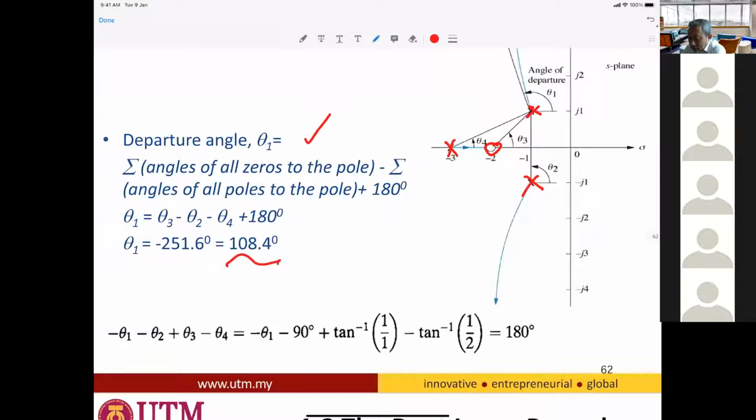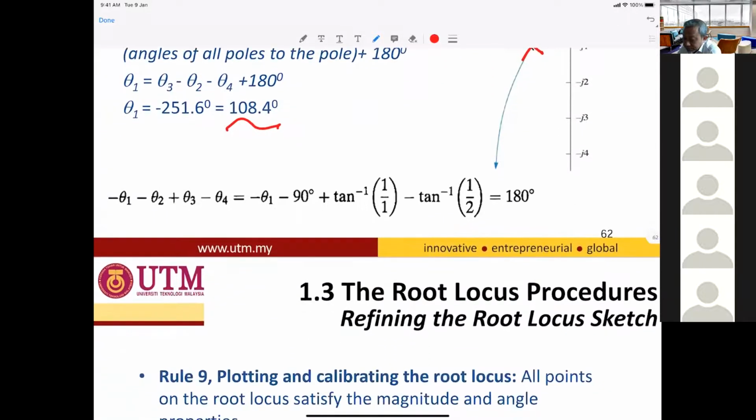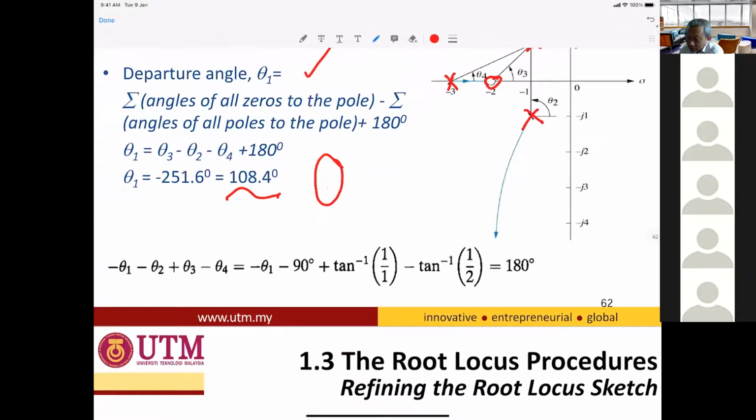And that's why theta 1 is equal to 108.4, the angle of departure, which is theta d. Theta 1 itu adalah theta d.